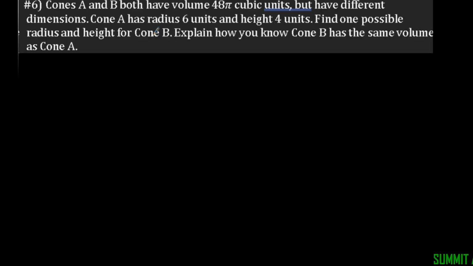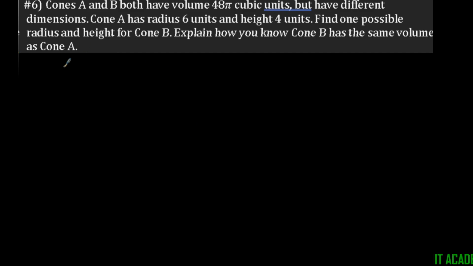Then for number 6, it says cones A and B both have a volume of 48 pi cubic units, but have different dimensions. Cone A has a radius of 6 units and height of 4 units. Find one possible radius and height for cone B, and explain how you know that they'll be the same volume as a cone.